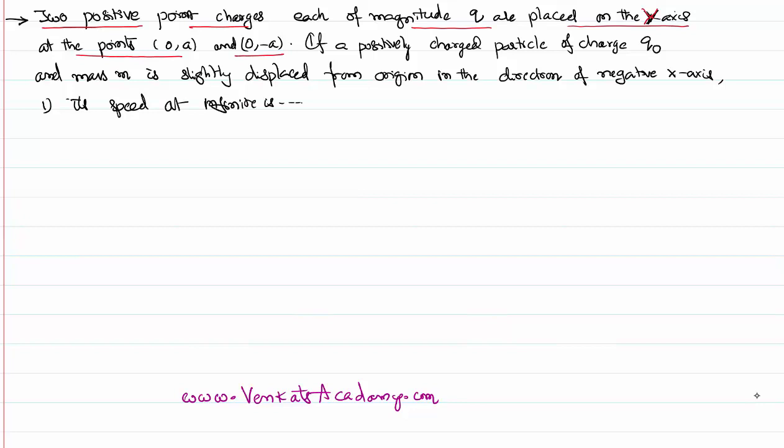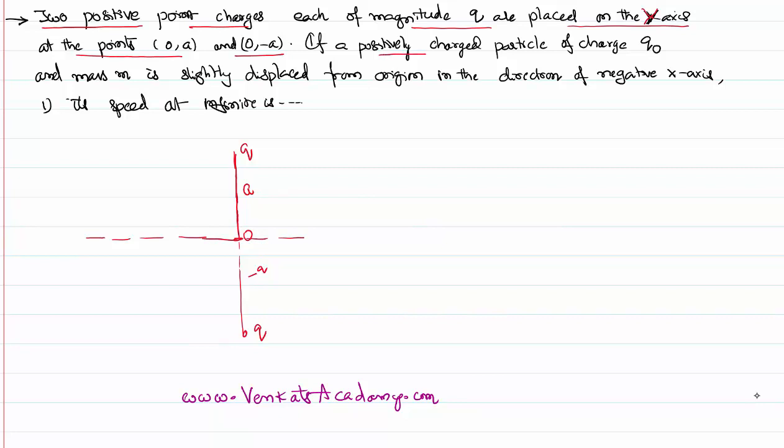If you try to draw a diagram to understand what this means, there is a y-axis. This is the origin of the y-axis. At plus a, there is a charge q placed. At minus a also, an identical positive charge q is placed on the y-axis. That's what is given in the problem.